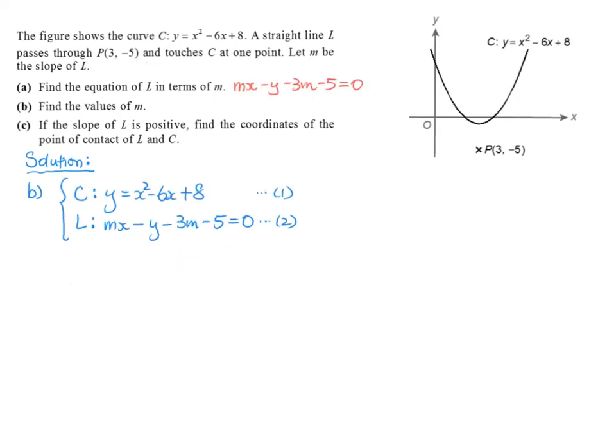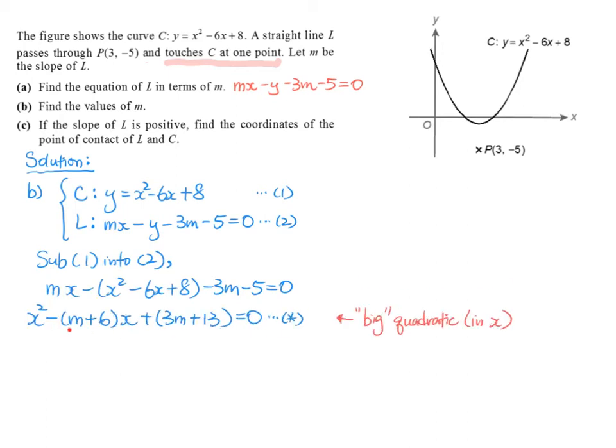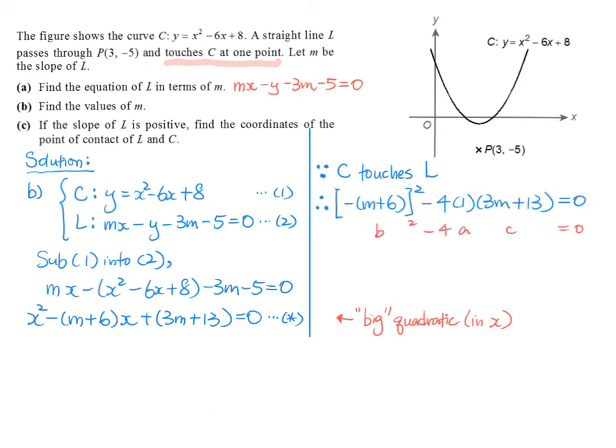So part B, how do I find the values of m? Now I have C, I have L, I have two equations. I'm going to put them together and use this to help us to solve for m. So I combine them by substitution to arrive at this big quadratic in x. Now because C touches L, and touch actually means that there's only one point, delta of the big quadratic must equal 0. Then we put in b squared minus 4ac.